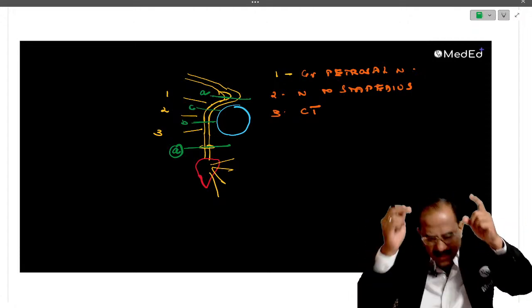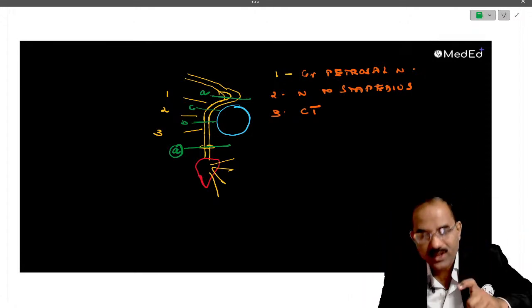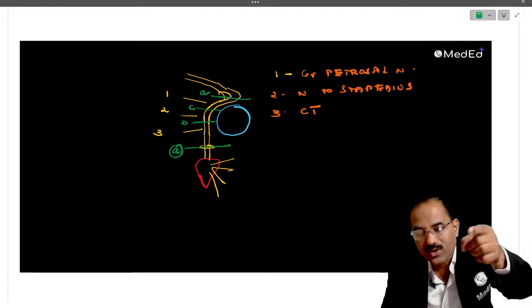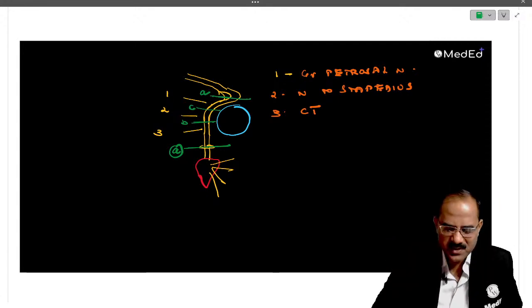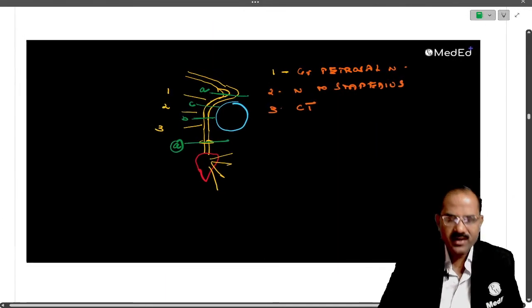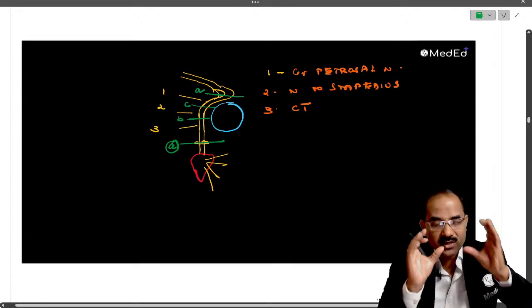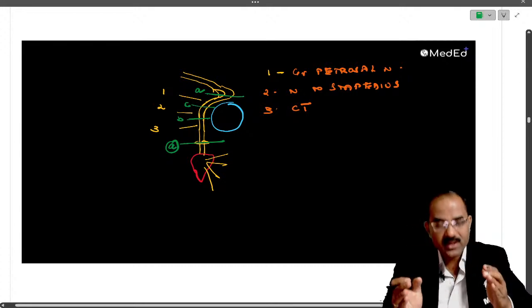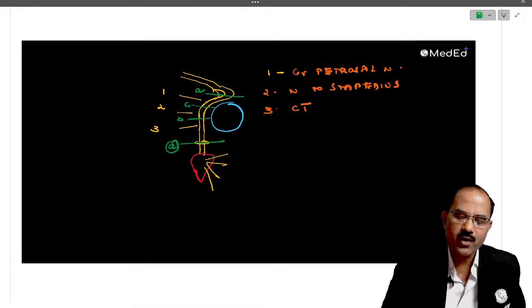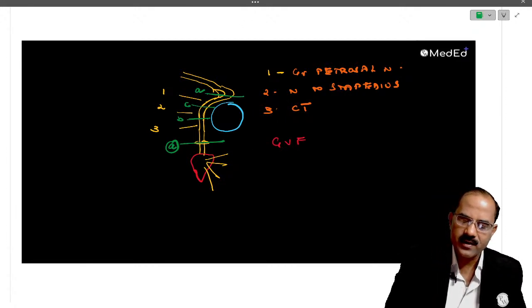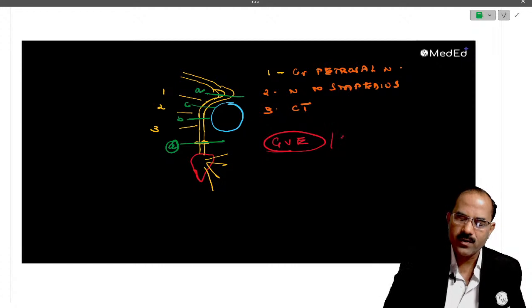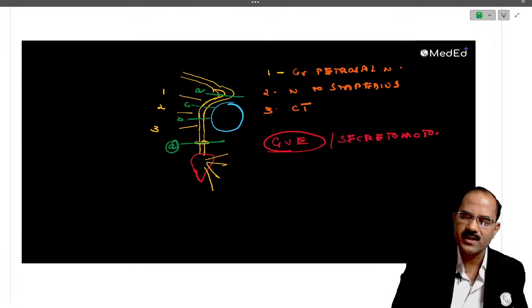Can you tell me what is the name of the component if a cranial nerve has to supply the glands? What component should the cranial nerve have in its nucleus? The question is open to you. If a cranial nerve has to supply the glands, what is that component which the cranial nerve will have in its nucleus? The name of the component is, yes, the general visceral efferent component, or it is also known as secretomotor component.